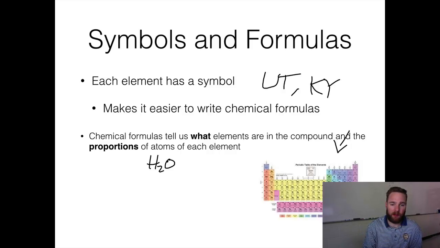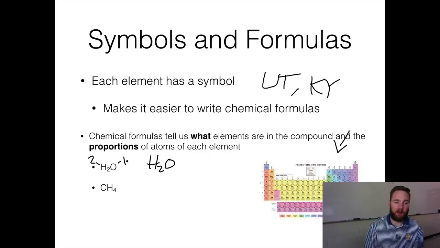So a good example is our favorite, what we're made of a lot, H2O. So water, that chemical formula tells us what elements are in the compound. We have hydrogen and we have oxygen, and the proportions or numbers of atoms of each element. So this water has 2 hydrogens and it has 1 oxygen.